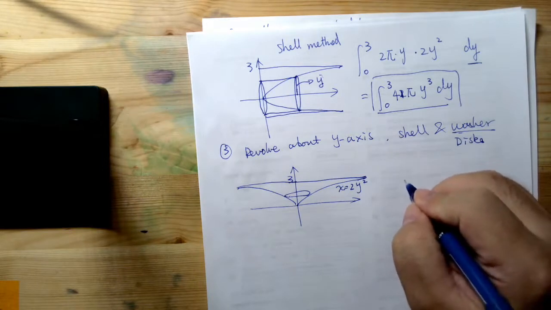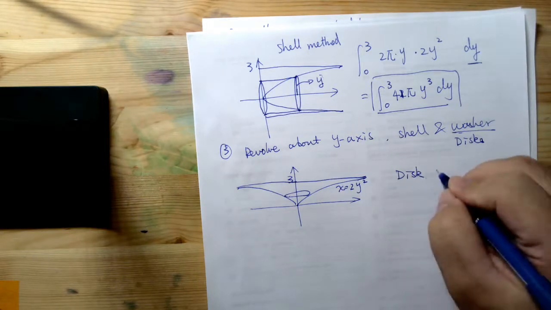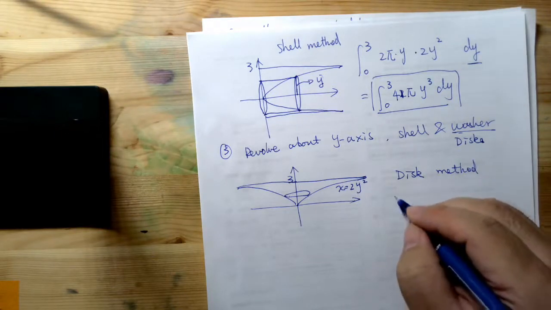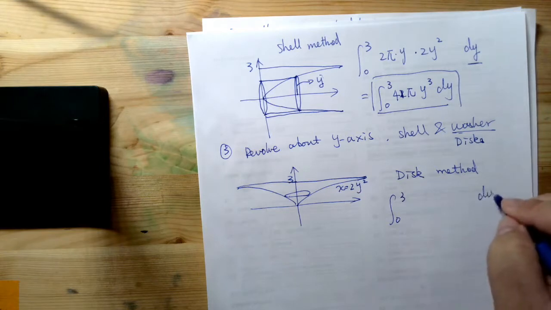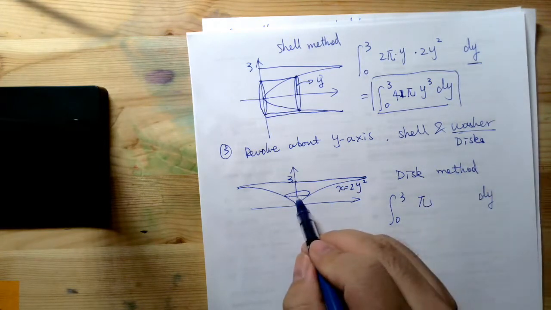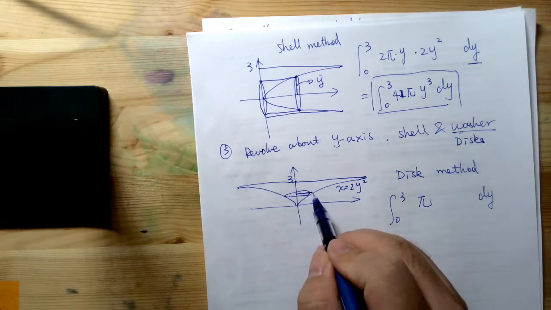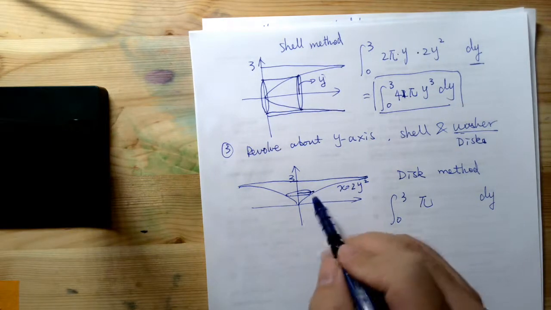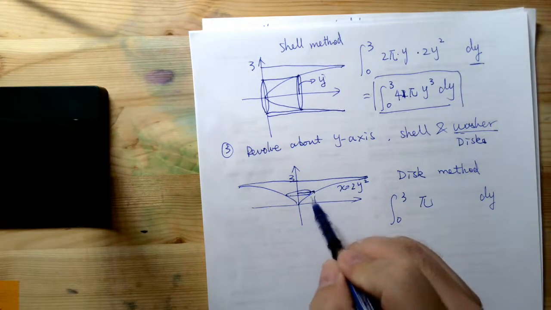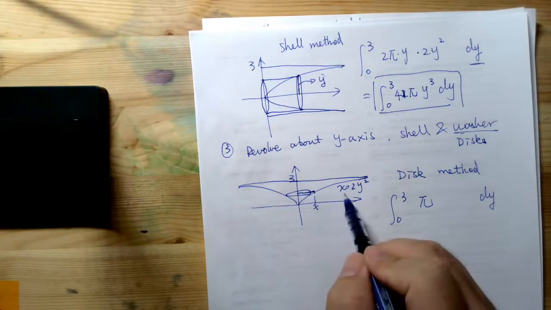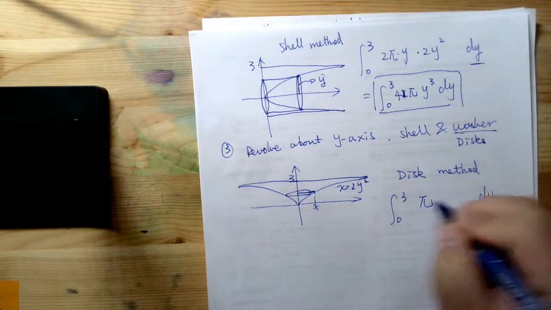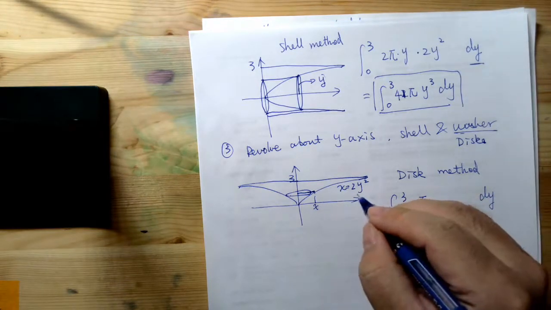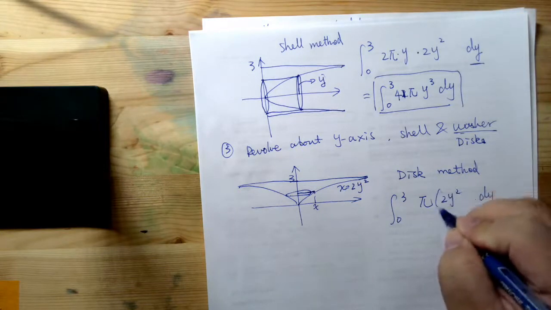So let's see, disk method, which is the integral from 0 to 3 dy. And as long as I can find the radius of this in terms of y, I'm good to go. And it turns out that we got the perfect information, because this part is exactly x. And I know that x equals 2y squared. So my radius in this cross section is going to be 2y squared, and then square it.